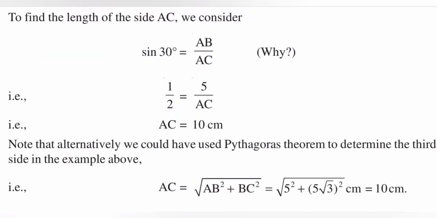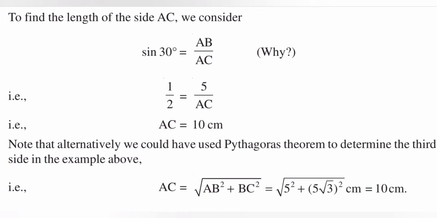centimeters. Now to find the length of the side AC, we consider sin 30. Sin 30 is equal to AB by AC because sin 30 is opposite by hypotenuse. Now substituting the values, you know the value of sin 30 is 1 by 2 and AB is 5. So 1 by 2 is equal to 5 by AC. So from that you will get AC is equal to 10 centimeter.